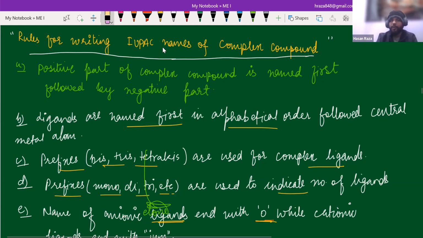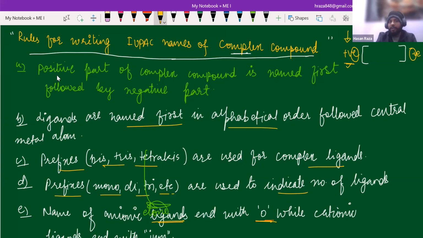As you can see, rules for writing the IUPAC name of a complex compound. So basically, as we already know, this is our complex compound in which the positive counterion comes here and the negative counterion comes here, right? So when you are going to write the name of the complex compound, always remember it will start with the positive. If it is present, then we are going to write the name of the positive counterion first. Then jump to the ligands in alphabetical order.